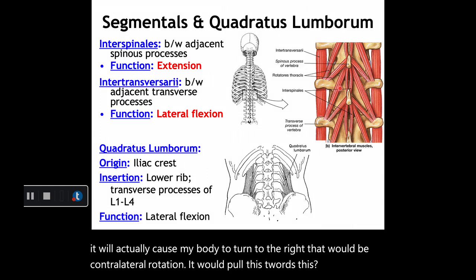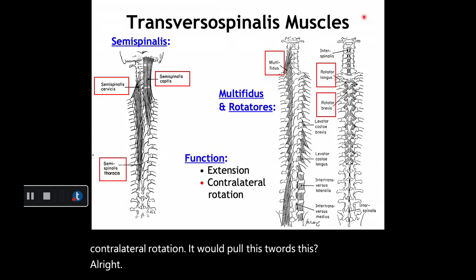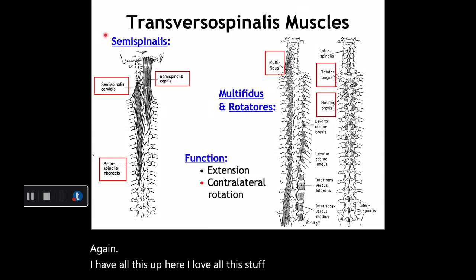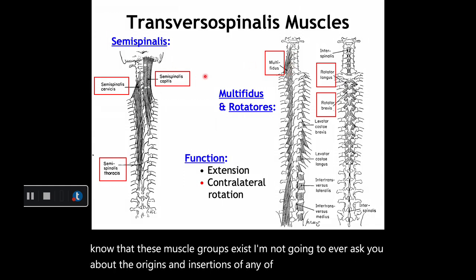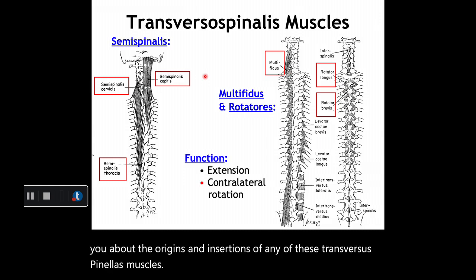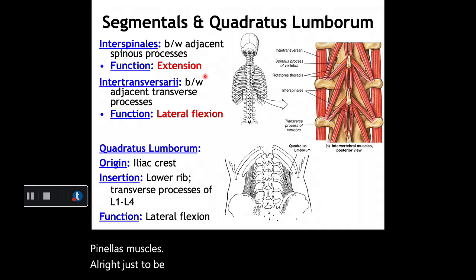All right. Again, I have all this up here. I love all this stuff, but your job on this is to know that these muscle groups exist. I'm not going to ever ask you about the origins and insertions of any of these transversospinalis muscles. All right? Just to be clear. These I will. What are called the segmentals.